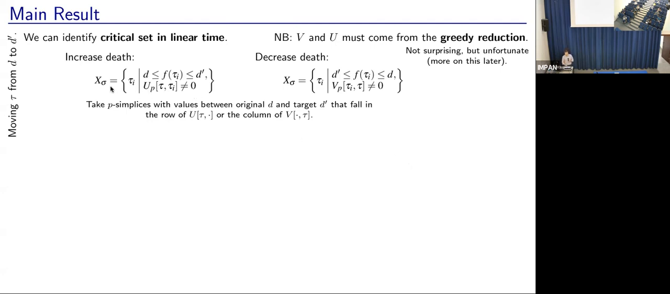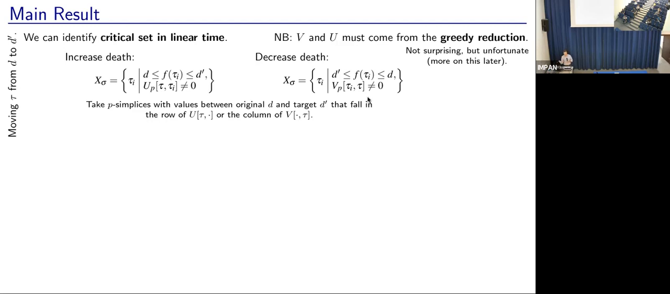Namely, the statement is the following: if you're trying to increase the value of the depth, so if you're trying to move tau to the right, you have to look at all the simplices between G and G prime, so where you started and where you want to end, that have a non-zero in the matrix U, remember there was V and U was the inverse, in the row of tau. And if you're decreasing depth, you have to do the same thing, but now you look at the column of V. So the picture that I was showing before, where the column of V was playing the important role, this is true always, for any dimension.